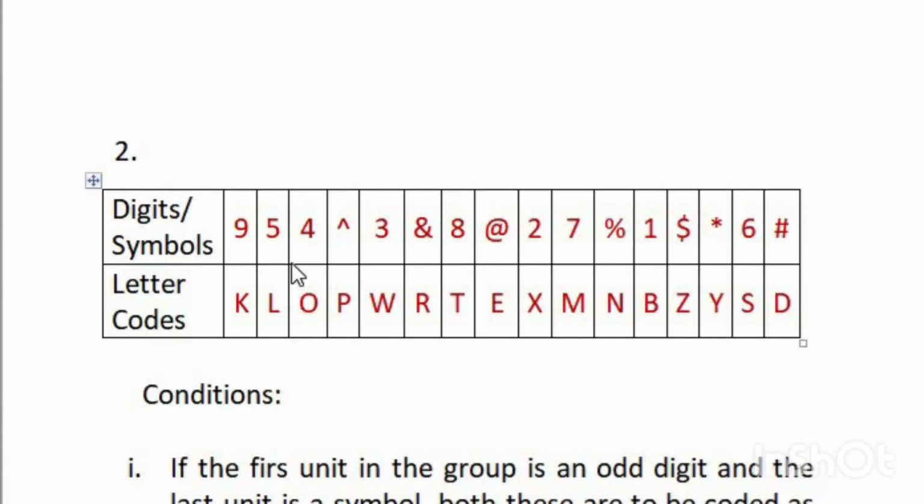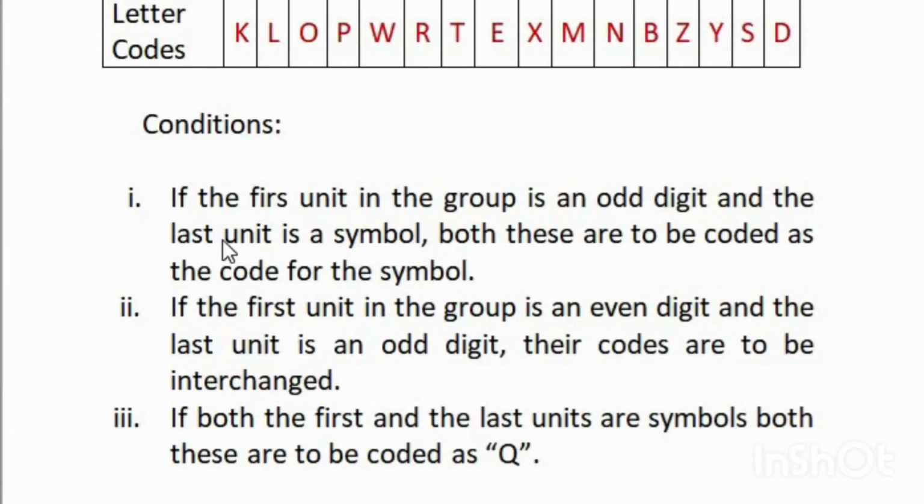Going to the second question, the digits or symbols are given in the first row and letter codes are given in the second row. And the conditions are, first one, if the first unit in the group is an odd digit and the last unit is a symbol, both these are to be coded as the code for the symbol.